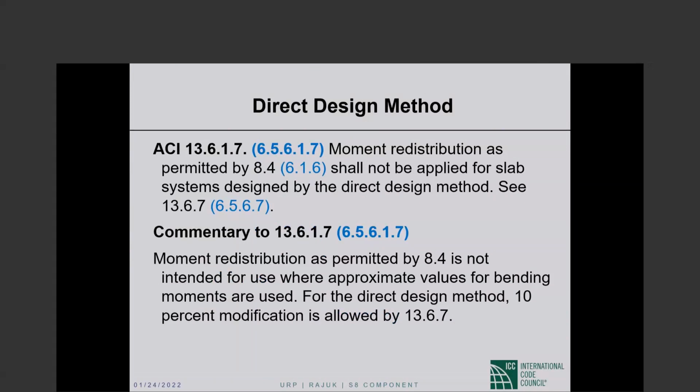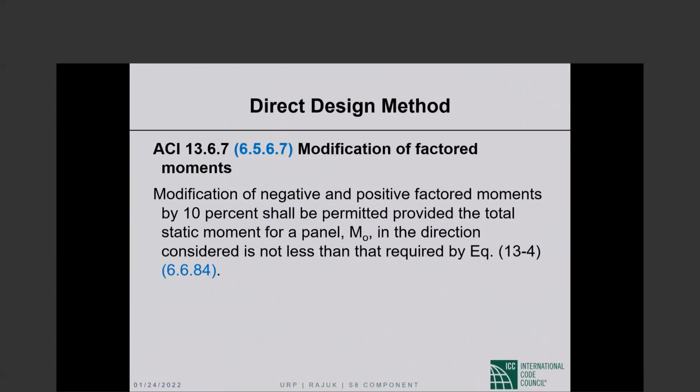The usual moment redistribution that we allow, remember 100 times epsilon sub t, that is not permitted with the direct design method, but we are allowed a 10% moment redistribution with the results of the direct design method. So the usual moment redistribution doesn't apply because this is approximate, but up to 10% moment redistribution is specifically permitted by section 13.6.1.7.